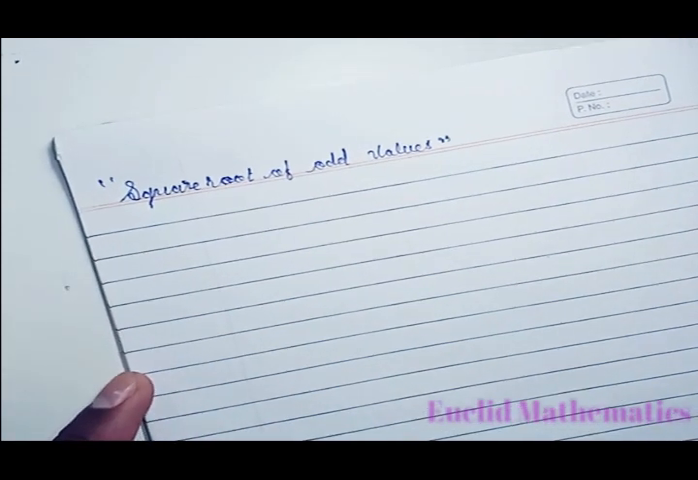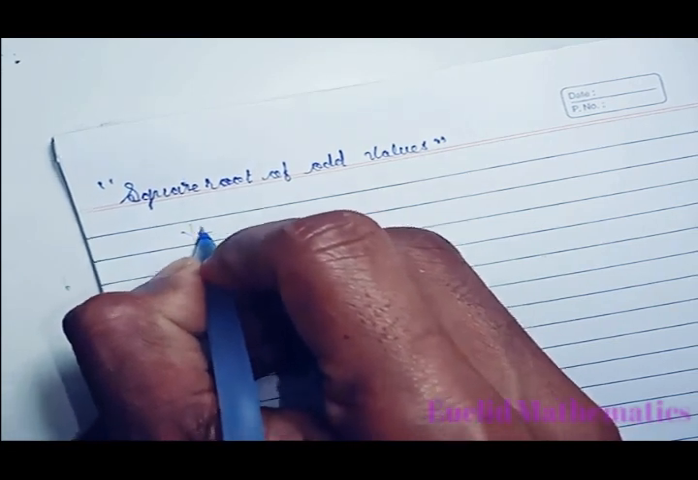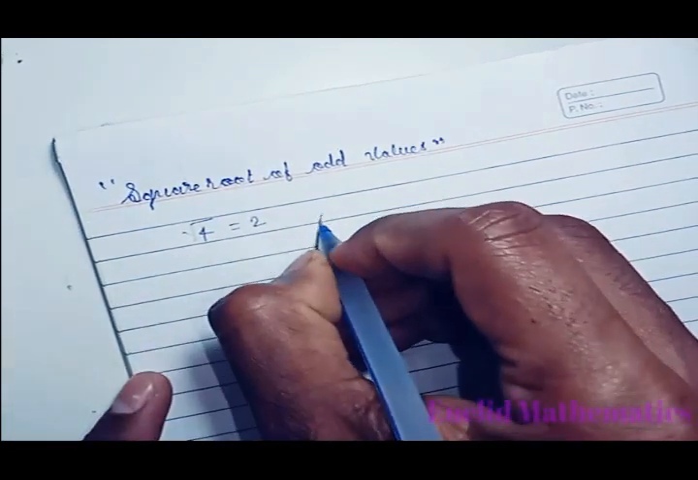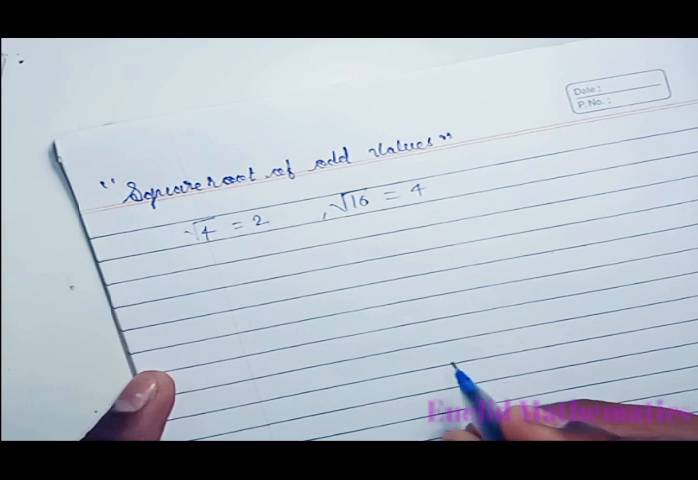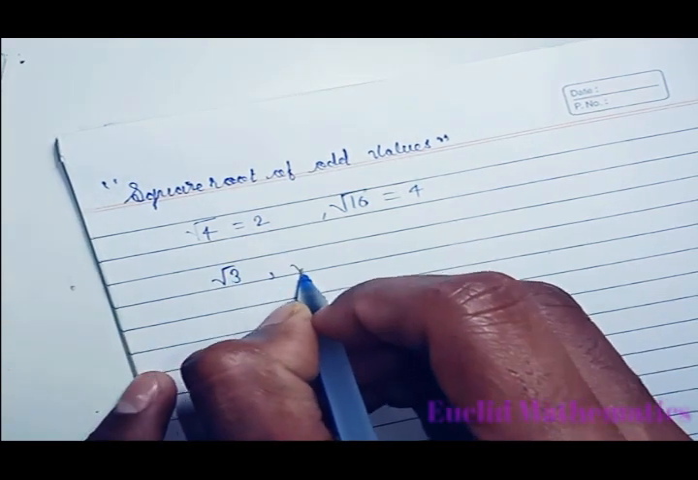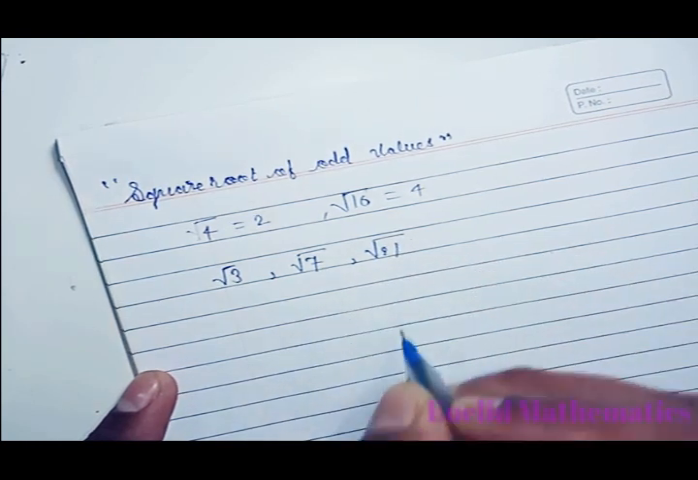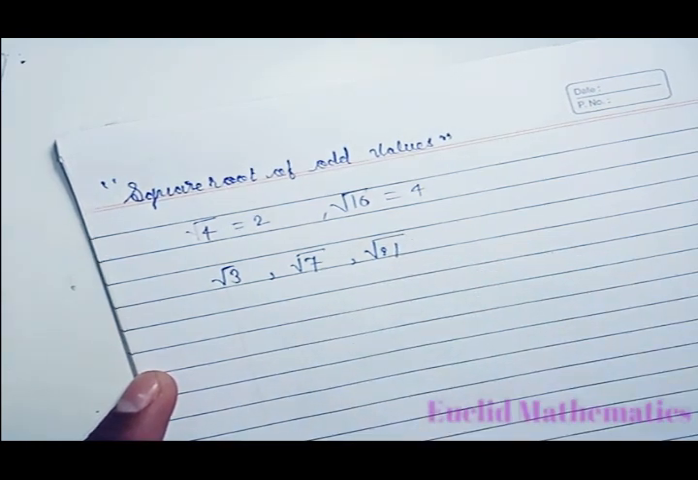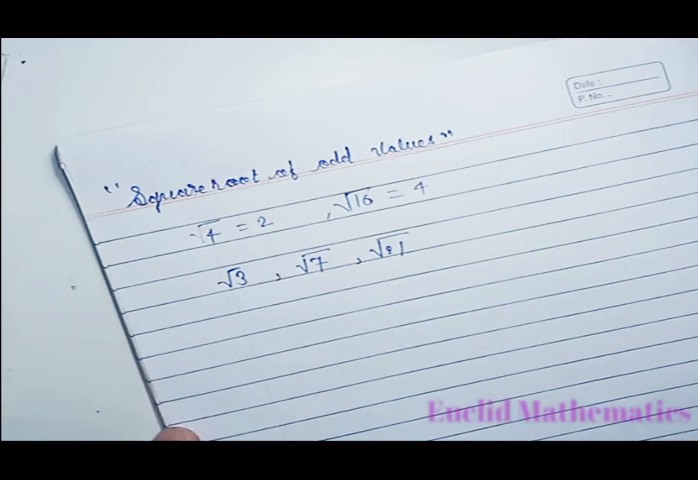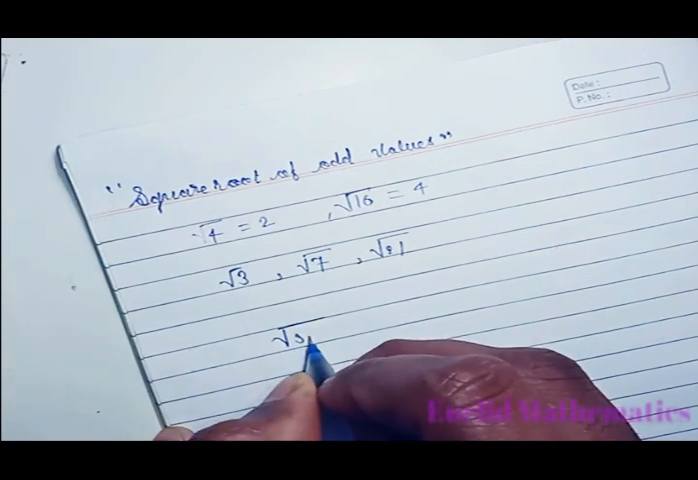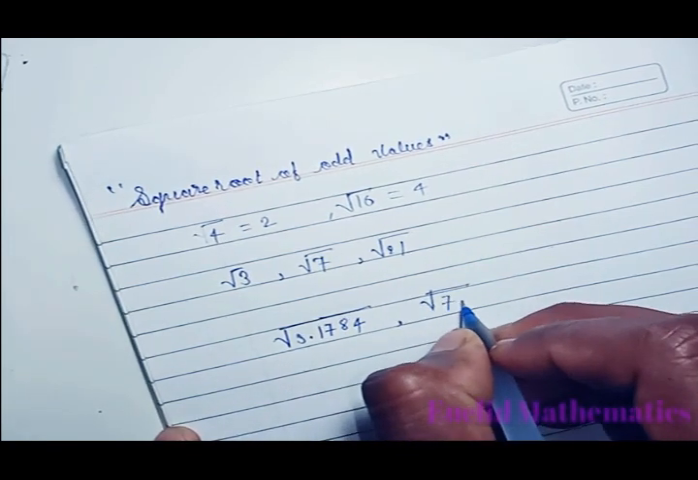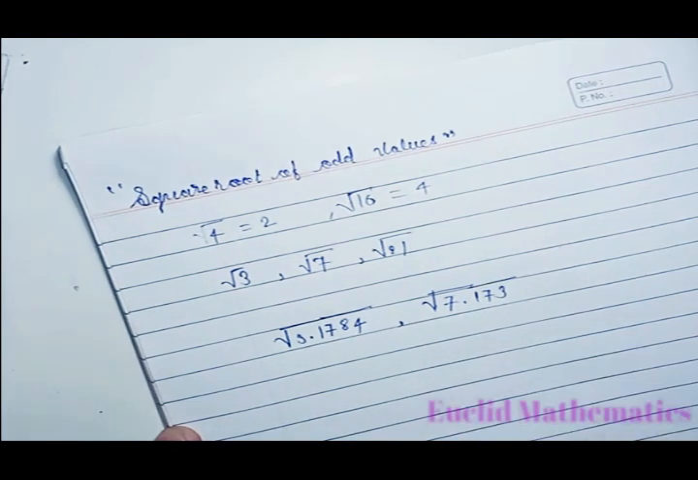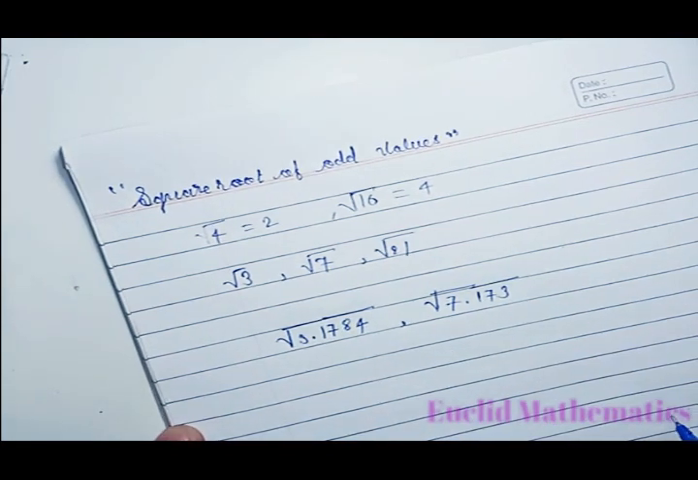We all know the square root of a perfect square number. Like the square root of 4, we know that it is 2. Again, the square root of 16 is 4. So it's quite easy to find the square root. But when it comes to odd numbers, for example root 3, root 7, root 21, it seems quite difficult. But if we go through my result, we can find the square root of these numbers very easily. Or the fractional numbers like the square root of 3.1784, or the square root of 7.173. So these are quite difficult to find the square root of.